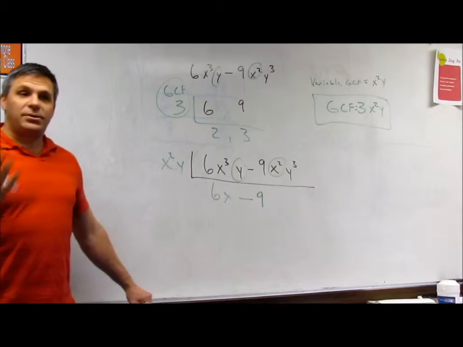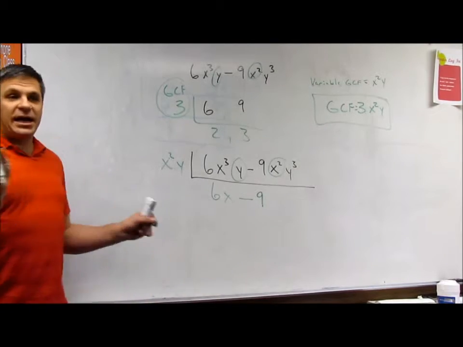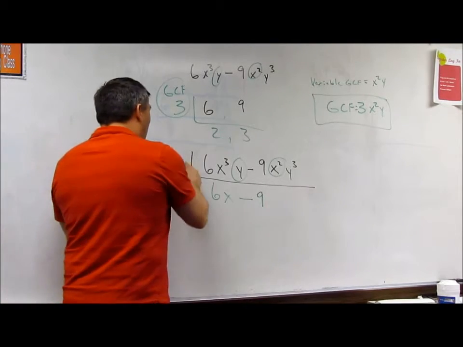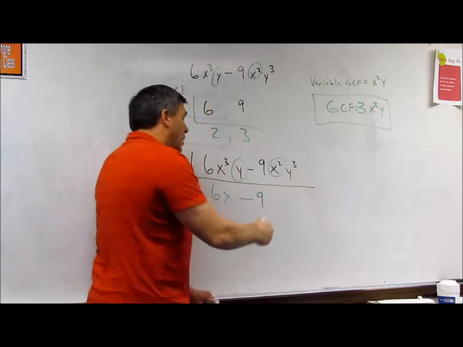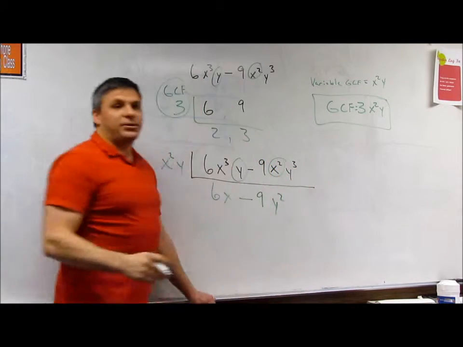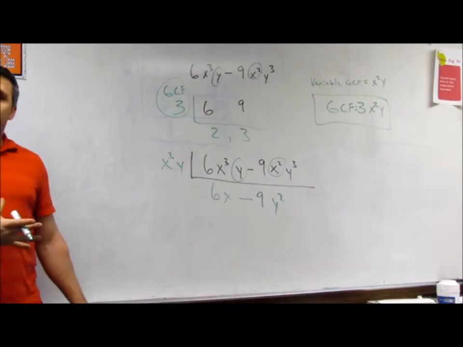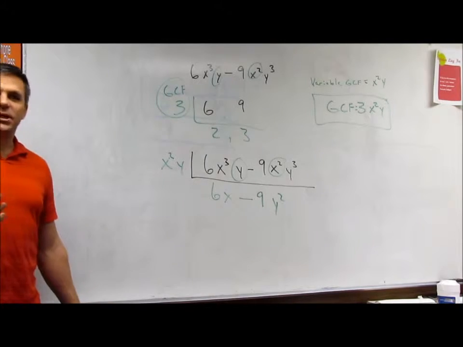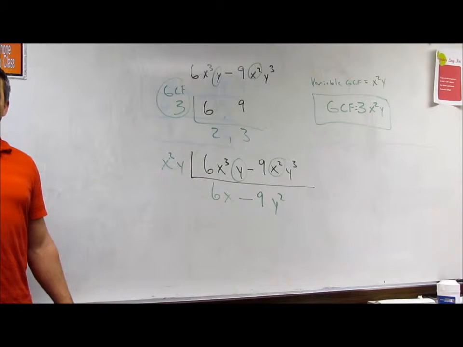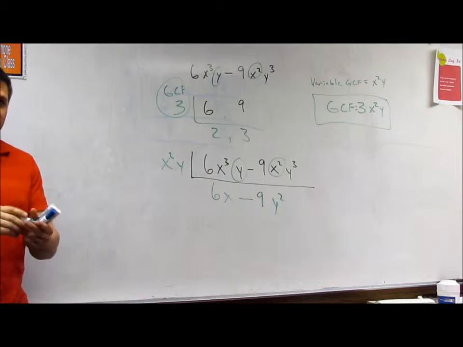2 plus 0 is 2, so I'm not going to have anything there. 1 plus what is 3? 1 plus 2 is 3, so I'm going to have 2 y's there. And that's what it leaves me. Does that make sense? A little bit?